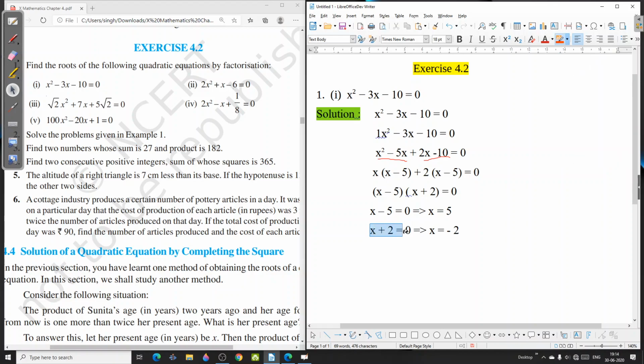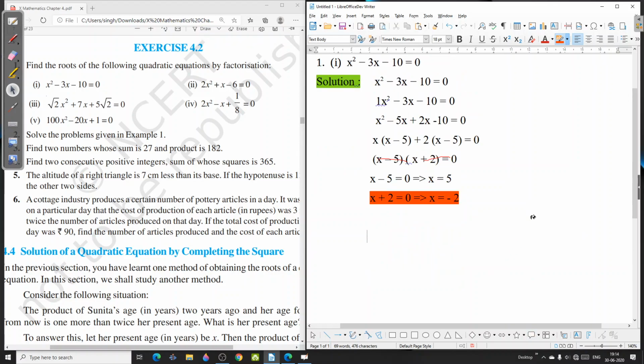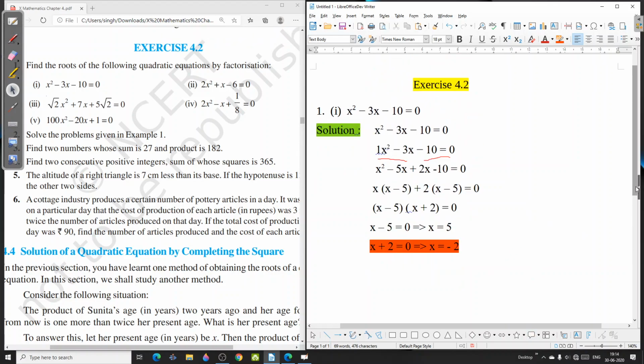So these are the solutions which we have got. And now, next you all will try question number 1, second part.